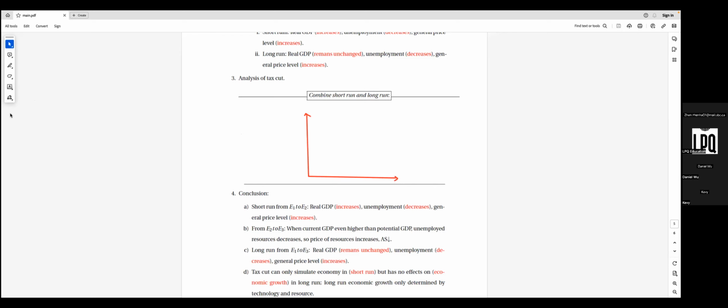And we put the three curves together. So once again, long run AS here, short run AS here, and we add the labels: long run AS, short run AS, and so on.